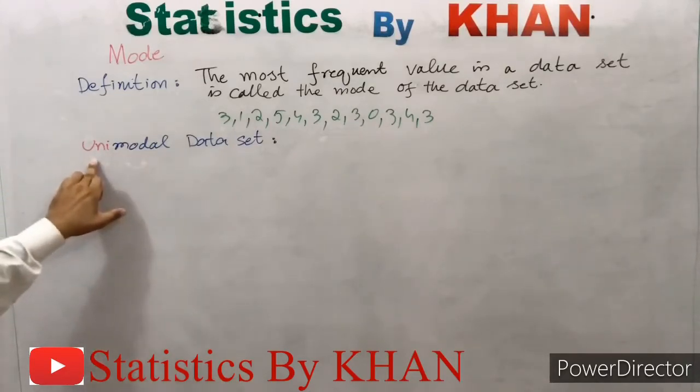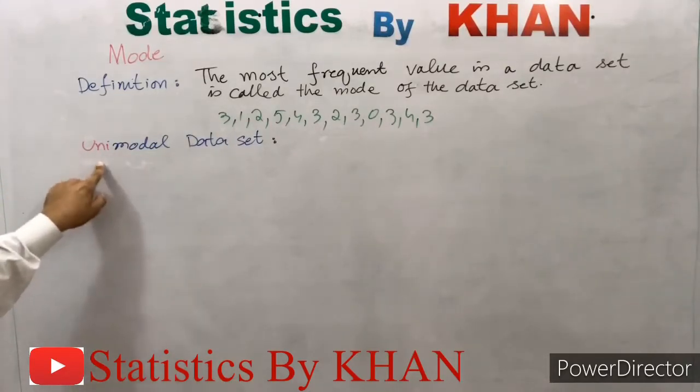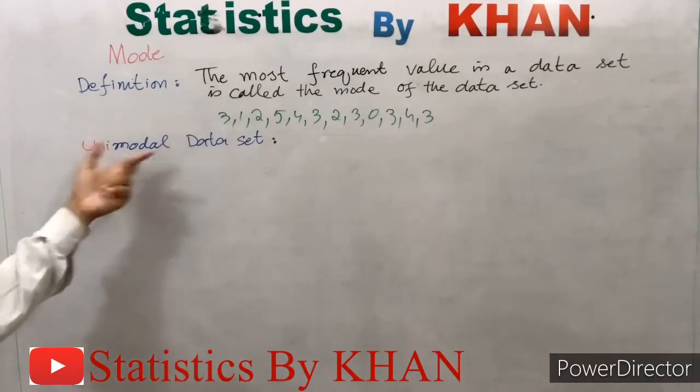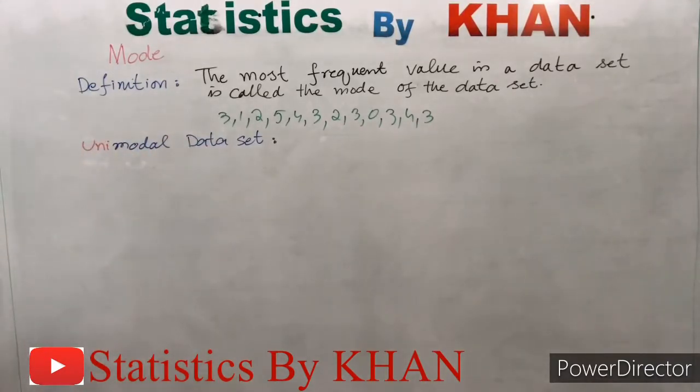The first word, uni, which has been written with the red color, means single, one. Uni means one, modal means mode. So if a data set has only one mode, then such a data set is called unimodal. So do remember the meaning of this word.